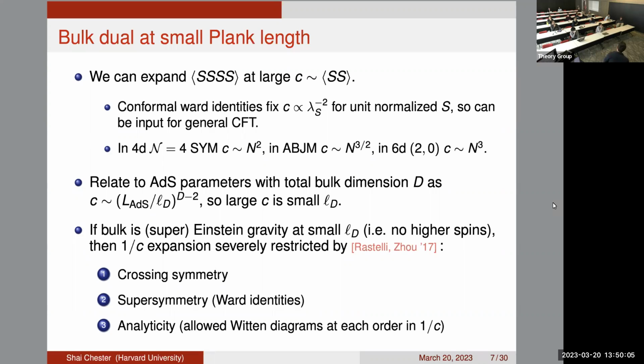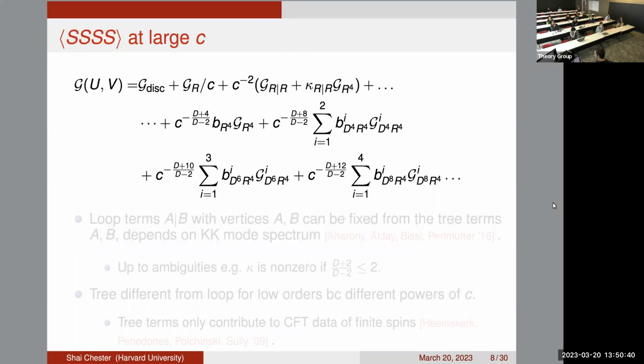For instance, at tree level, the leading order in 1 over C, the only Witten diagrams you're allowed are single trace exchange for the graviton multiplet, because that's your only light single trace multiplet, and then also double trace exchange. But at tree level, you're not allowed to have triple trace exchange or higher. Once you go to higher loops, you're allowed maybe triple trace, but not even higher trace. This is just the general constraint of large N factorization. The point is that just from large N factorization, as well as these general kinematic constraints, you can severely constrain the functional form of your 4-point function in this large N, i.e. large C expansion.